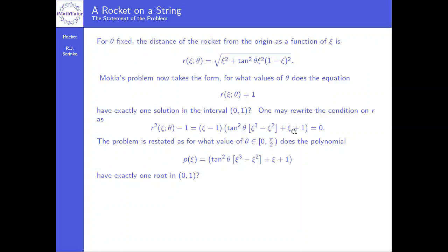So we clearly have one root when z equals 1. That's not very interesting. That's when the rocket hits the ground, at a distance 1 from the origin in these scaled coordinates. So we want to look at the second factor, and we'll call that second factor p of z, or z, tan squared theta z cubed minus z squared plus z plus 1. And the question now becomes, when does this polynomial have exactly one root in (0, 1)?